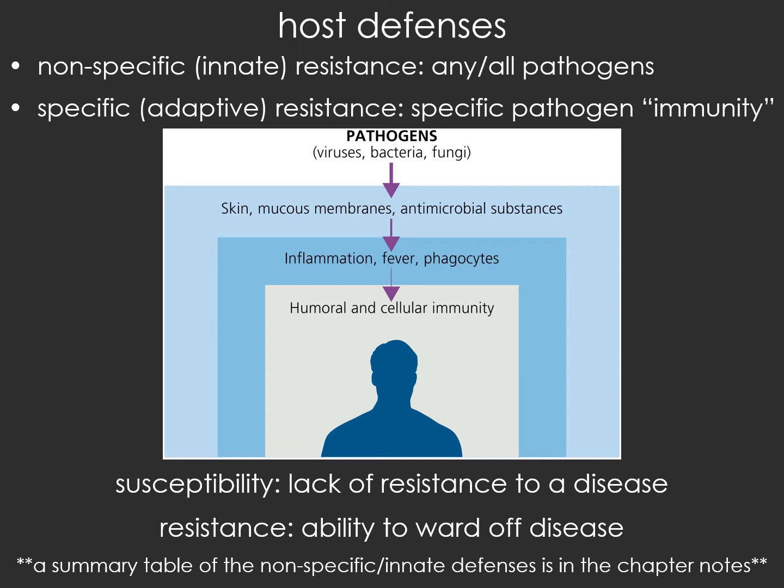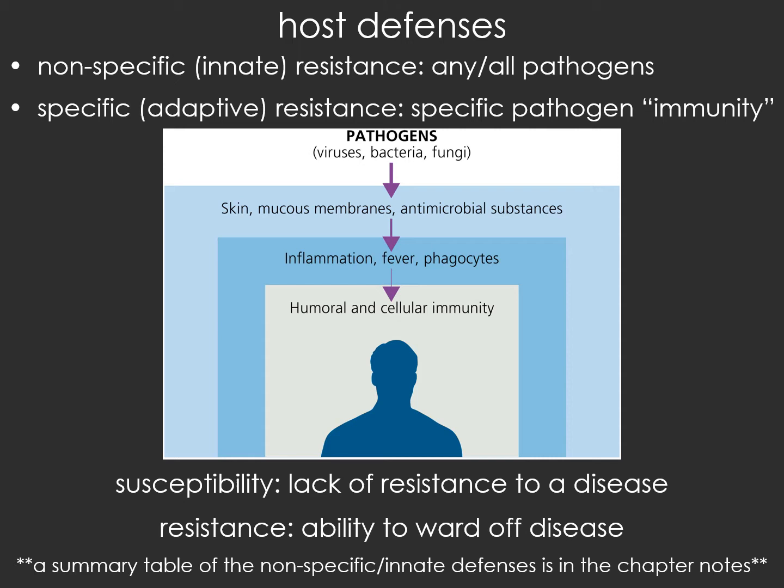So these defenses are set up in a way such that the pathogen first encounters the nonspecific and innate defenses, and then if those defenses are combated and beaten, then that pathogen will be exposed to the specific adaptive resistance of the immune system. So you see here in the diagram, you have some kind of pathogen, maybe a virus, a bacterium, fungal cell, protozoan, you name it. And the first thing that aims to stop those things is intact skin.